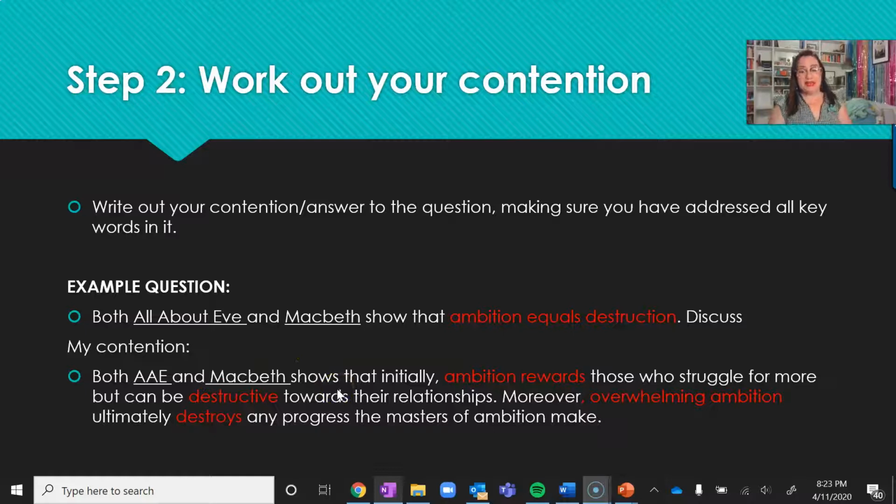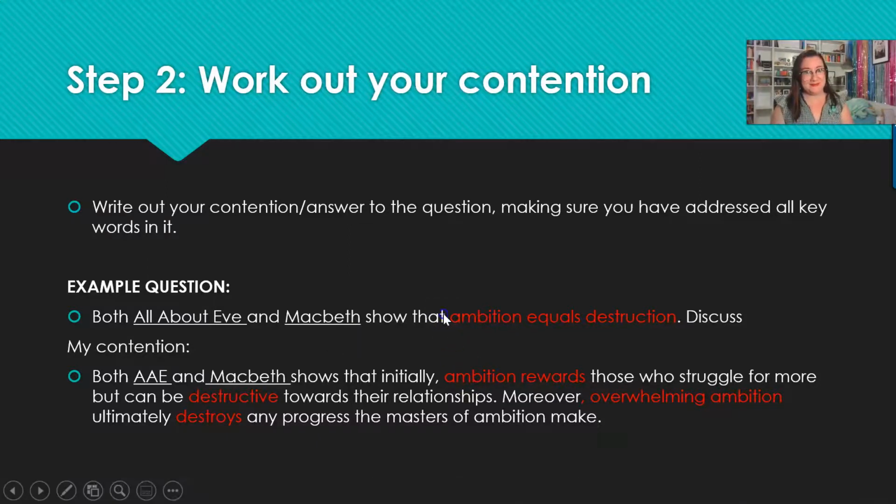So that's my idea. Now, I've structured my contention quite cleverly in that my contention actually can be chopped up into my arguments. So I've got 3 ideas there that then progress into my arguments. And it's okay that your contention is your arguments. Okay, so let's have a look at the next step, which is all about arguments.